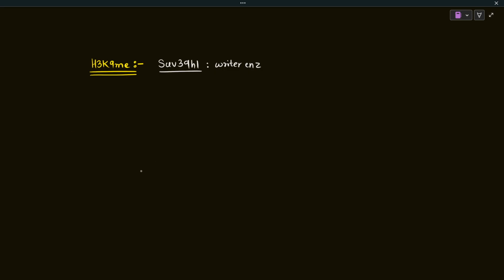So alongside SUV39H1, there are other enzymes as well which can add this methylation mark. We will learn about those other enzymes and what the differences are between those enzymes and SUV39H1 as well. So, to do a quick recap of what we learned in the last lecture.